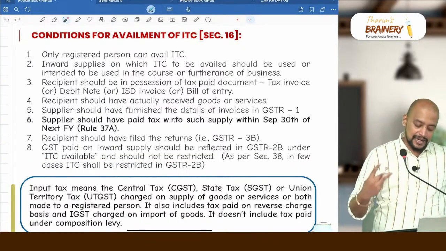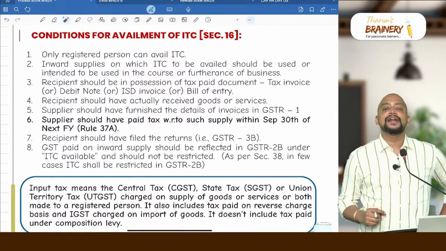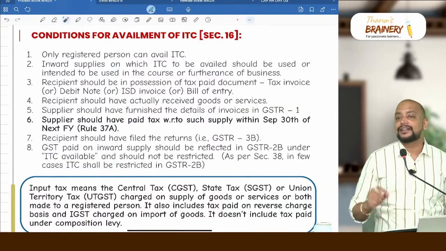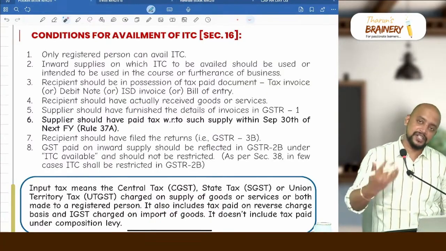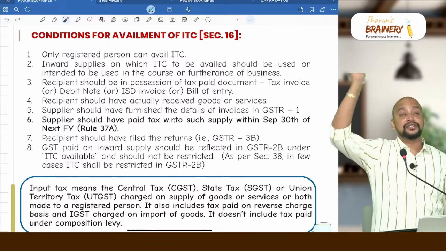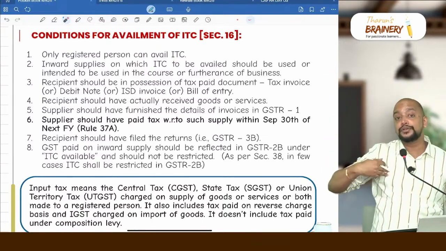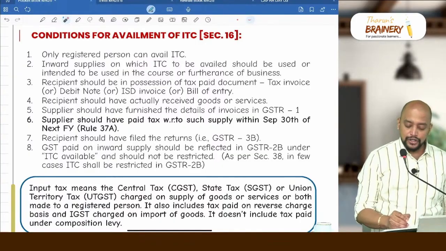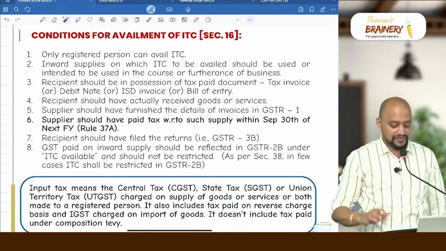So the third condition in the hands of the supplier is that he should have paid the tax. But by when should he have paid the tax? By September 30th of the succeeding financial year. Only then can we take ITC? No, first itself we can take ITC. But if he is not paying tax by September 30th of next financial year, we need to reverse the ITC. The supplier should have paid tax with respect to such supply within September 30th of next financial year.